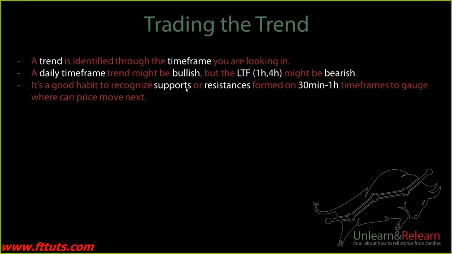It's a good habit to recognize supports or resistances formed on the 30-minute and 1 hour time frames to gauge where price will move next. Whenever you're identifying a support on the 30-minute, you're gauging, okay, price will move bullish. If you're identifying resistance on the 1 hour, then you're gauging, okay, price may move bearish. It's a very simple concept. The only problem is that people don't wait for candles to close in their direction, or they don't wait for confirmations long enough. That's the only problem.